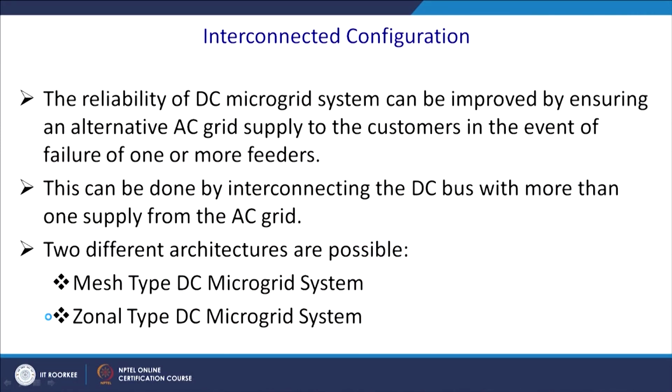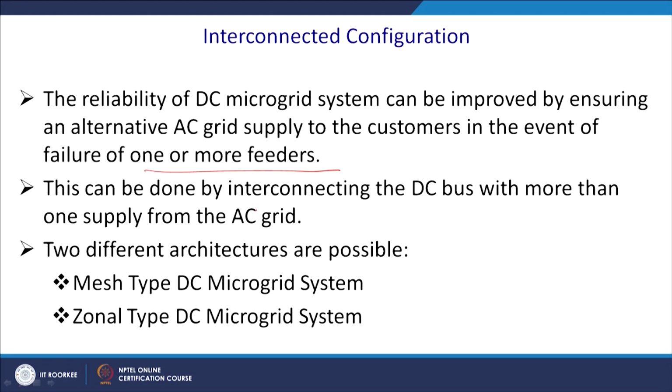For this reason, we may have an interconnected configuration. The reliability of the DC microgrid can be improved by ensuring alternate AC grid supply to the customer in the event of the failure of one or more feeders. So, you can have multiple entry points for the AC to DC converter, and thus you can feed power if one feeder of the AC to DC converter is non-functional.